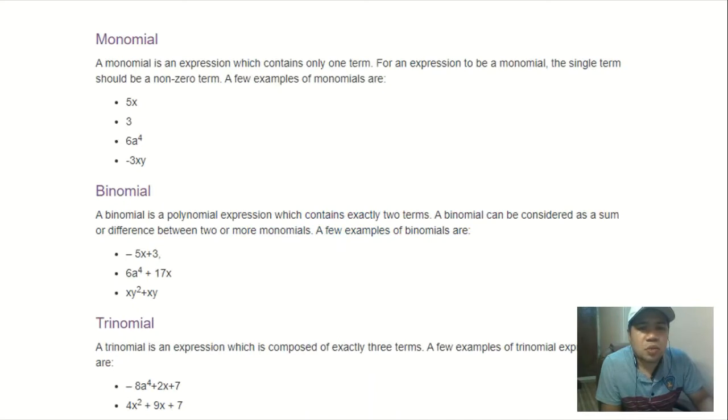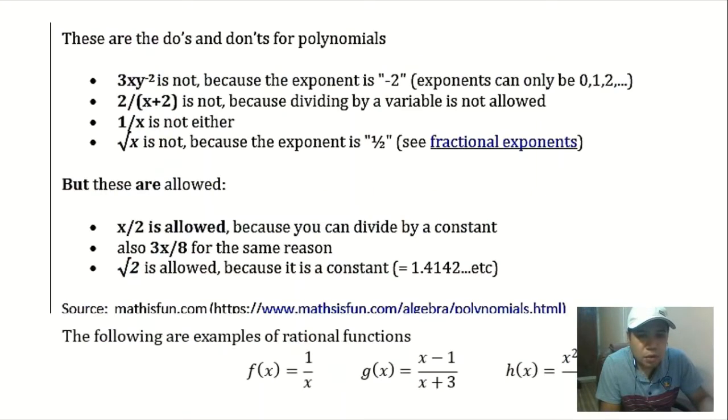Okay, so three types of polynomials. We have monomial or one term. So pwedeng 5x lang, 3 lang, 6a to the fourth, or negative 3xy. Binomial naman, we have two terms. So negative 5x plus 3, 6a to the fourth plus 17x, xy squared plus xy. And finally, trinomial. So three terms naman na meron tayo dito. So isa, dalawa, and tatlo. So that is a recap of the polynomial.